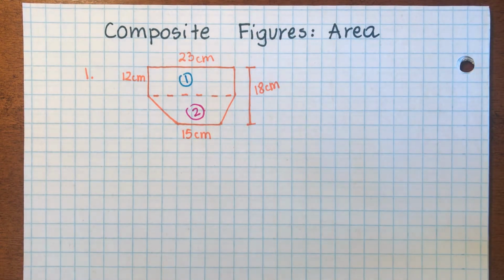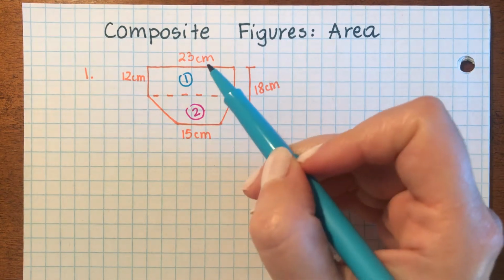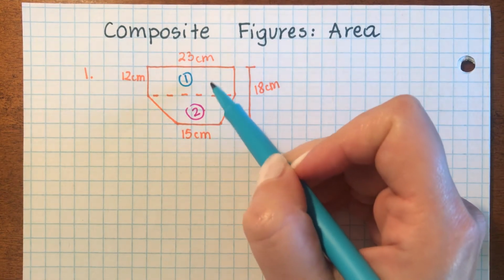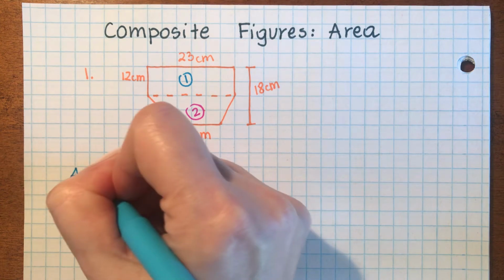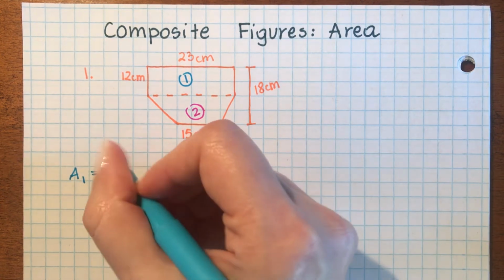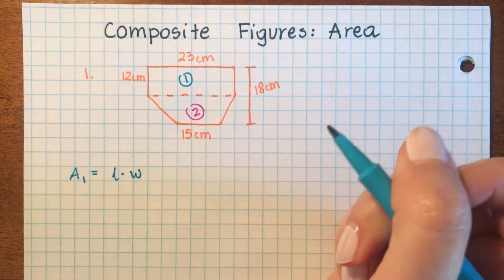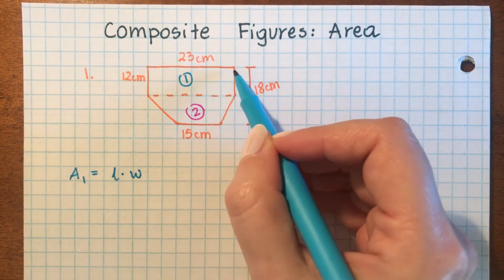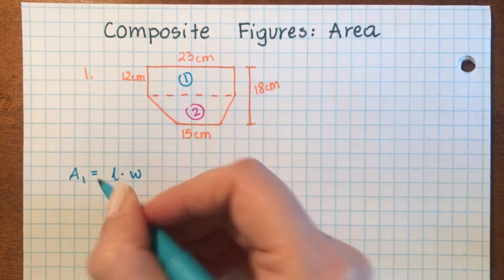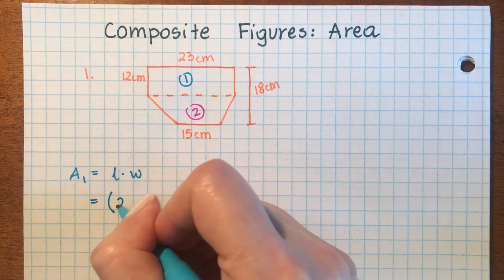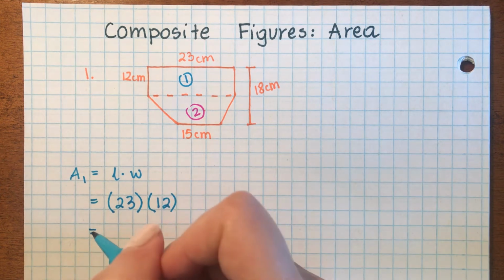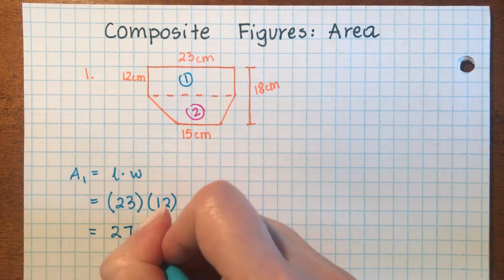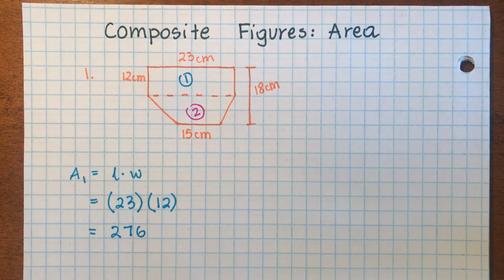Now to calculate the area of the composite figure, I need to calculate the separate areas of each region and then add them together. So let's start with area 1. Area 1 is a rectangle. The area of a rectangle is length times width. So length is 23 centimeters and width is 12. So I'll substitute that. I get 23 times 12. When you multiply these together, you should get 276. I will not worry about units just yet.